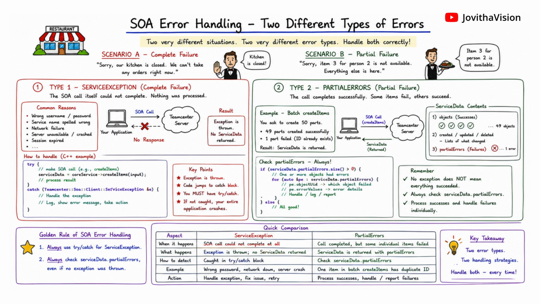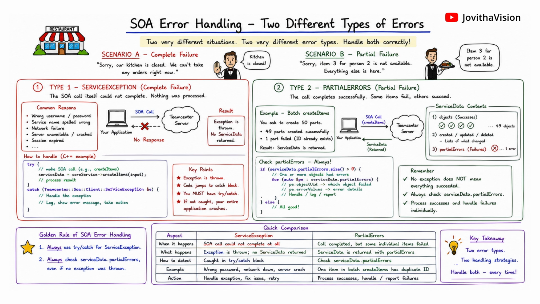In programming, throwing an exception means the code stops and signals that something seriously wrong happened. In C++, you write a try catch block around your SOA call. On the slide, you see catch Teamcenter SOA client service exception. That's the code that says if a service exception happens, run this code to handle it. You must always have this. If you don't, and a service exception happens, your entire application crashes with no useful error message.